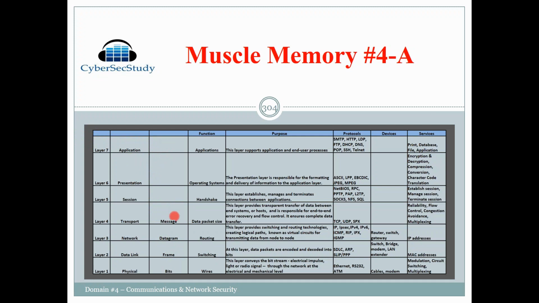At layers 7, 6, 5, and 4, that packet of information is called a message. When it gets to layer 3, it's called a datagram. No, it's actually packet. 7, 6, 5 is message, 4 is segment. Then network is correct and frame is correct. Is it network or packet? Yeah, datagram. They call it datagram or packet, same thing. And then frame.